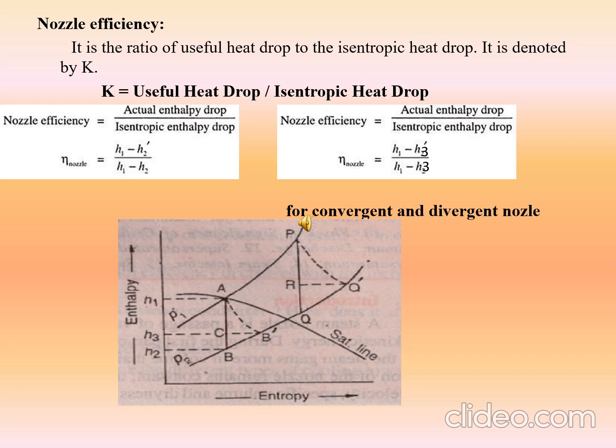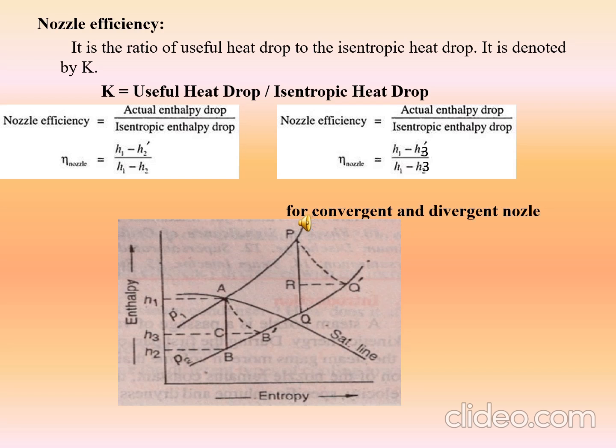At that point B dash we can put one horizontal line on AB and mark that point as C. So two processes we can consider, A to C and C to B. So the total actual heat drop is our H1 minus H3 dash, which is known as useful heat drop.